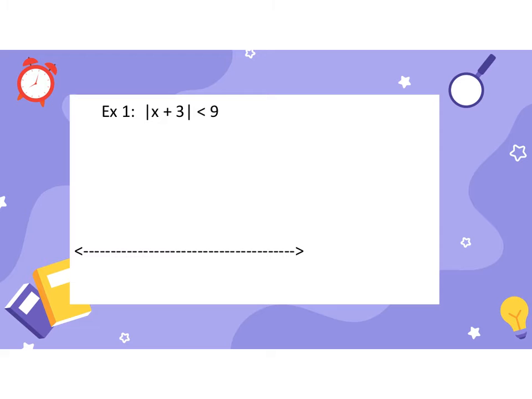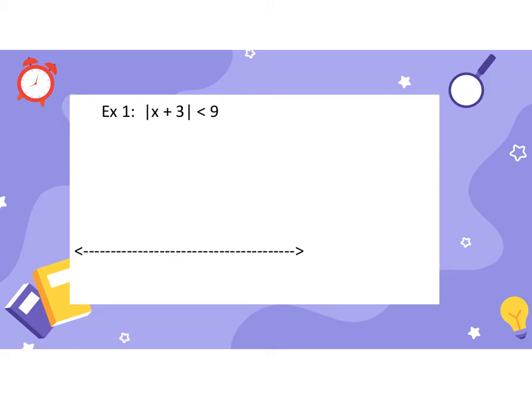So starting off with example 1, okay? First step, isolate the absolute value. All that means is just get the absolute value on one side, all alone, everything else on the other side. Is this one isolated? It is, okay? The whole absolute value, it doesn't have anything else with it. It's all on the left side. Everything else is on the right side. Okay, so first step's already done for me.